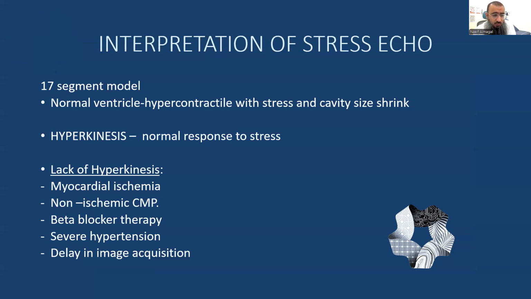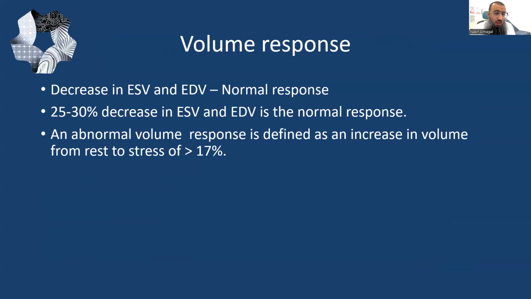Usually the response could be either normal or hyperkinesis, which is the normal response to the stress, or sometimes lack of hyperkinesis like in myocardial ischemia. Non-ischemic cardiomyopathy or dilated cardiomyopathy can cause the same. If the patient is already on a beta blocker, this will affect the response to the stress and the improvement in contractility.